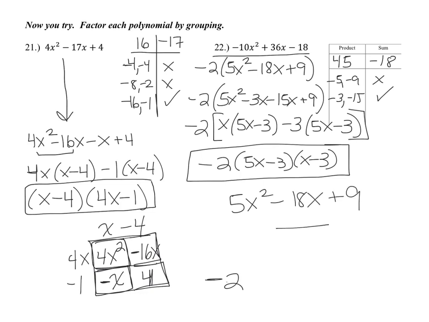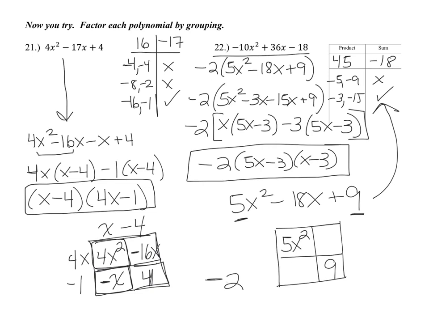So what I would do is I would draw a box, and I would be like, okay, whatever goes in this first corner, it has to equal 5x squared, right? And then I'm looking for positive 9. And then you follow the same thing we did up here. You're looking for two things that multiply to give you 5 and 9, or you can even look at it like two things that multiply to give you this, but add to give you the middle number, right? And we already found that it was negative 3x and negative 15x. So the two middle terms would go in these other two corners. So it would be negative 3x and negative 15x.